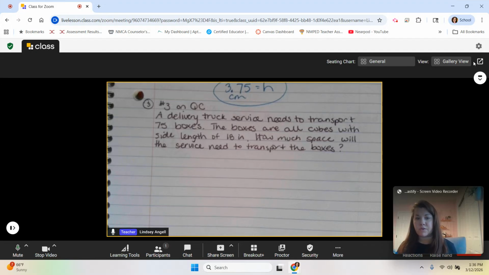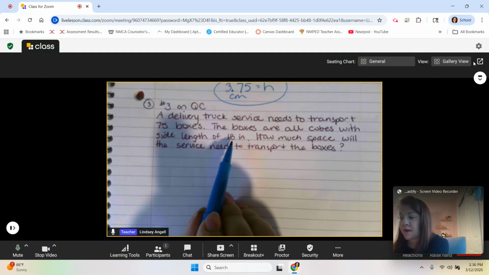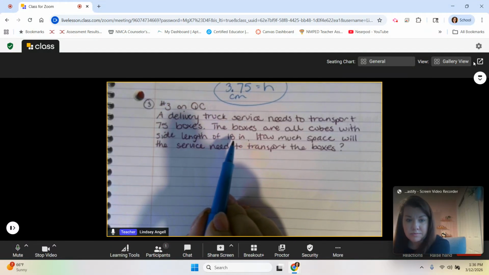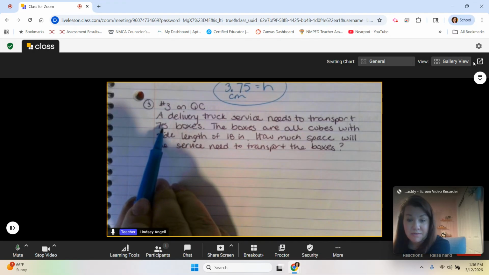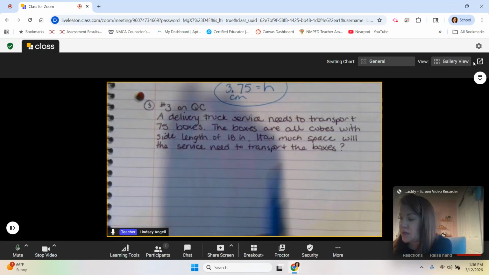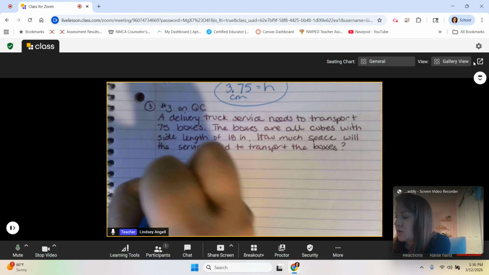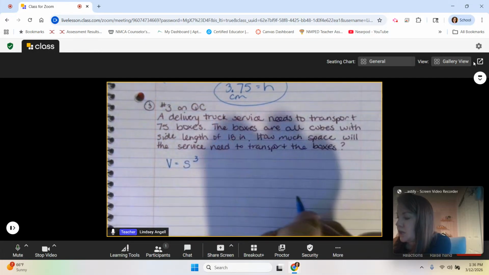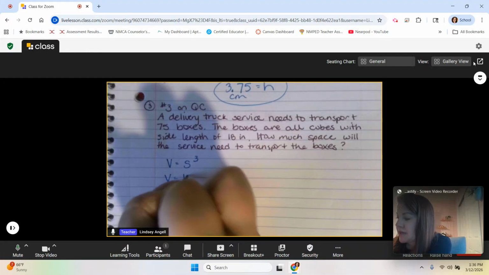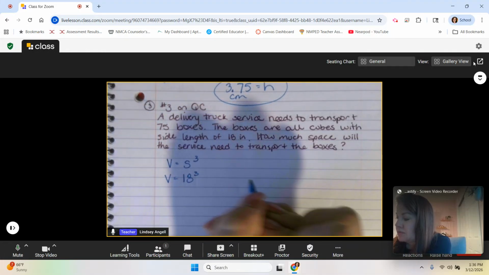Okay, so there's a few different steps on here. First, we need to figure out, well, what is the volume, right? Because it's talking about how much space. So we're talking volume. Or you could also say, what is the capacity of the truck that they need? So first, we have to figure out what is the volume of one box, and then multiply that by 75, because there's 75 of them. For the volume of a cube, that's the side length cubed. So in this case, that would be 18 cubed.